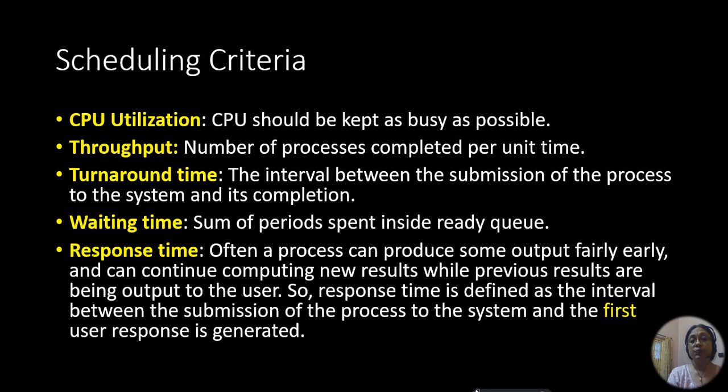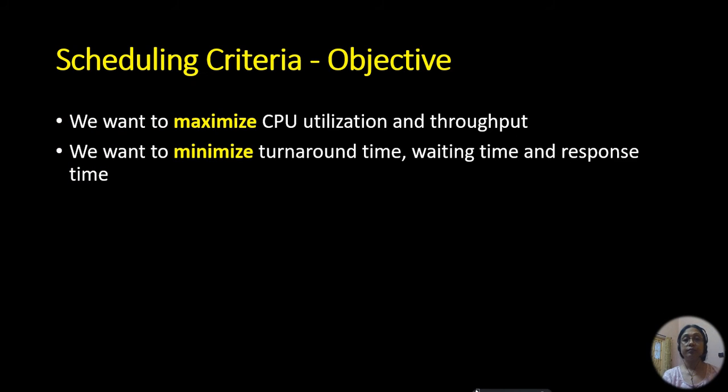Waiting time is the sum of the periods spent by a particular process inside the ready queue. Often, a process can produce some output fairly early and continue its execution while computing the new results, while the previous results are output to the user. So, response time is defined as the interval between the submission of the process to the system and its first output generation to the user. The objective of CPU scheduling criteria is to maximize two criteria, CPU utilization and throughput, and to minimize three criteria, turnaround time, waiting time, and response time.